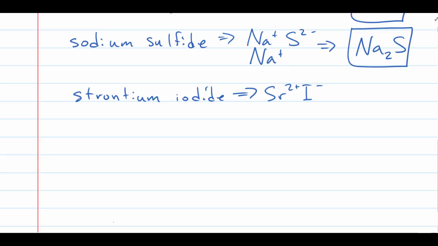Now to balance charges, we need more of which one? Iodide. How many more? We need 1 more. So with 1 more, we now see that the 2 positives balance the 2 negatives. The 2 positive balancing a 2 negative. The formula is SrI2 is the way we'd write that formula.